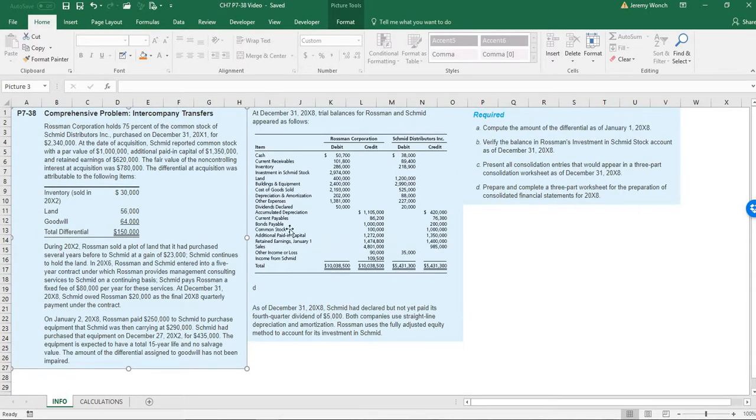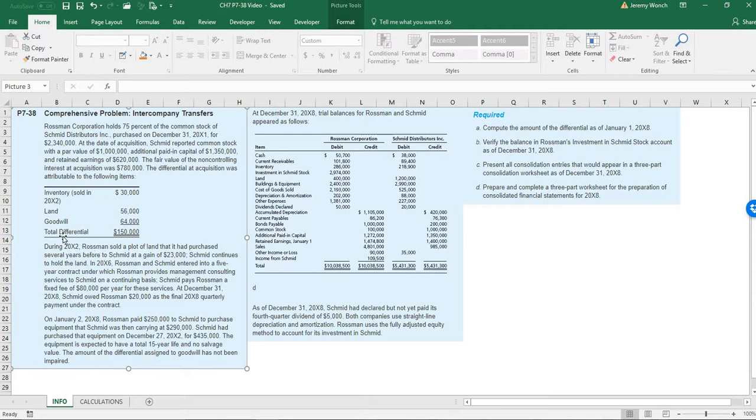And then we also have the trial balance as of the end of 2008, and it also tells us down here that the subsidiary declared dividends but didn't pay $5,000 related to the fourth quarter. So okay, we have all the information here, and the first thing it asks us to do is compute the amount of the differential as of January 1st, 2008.